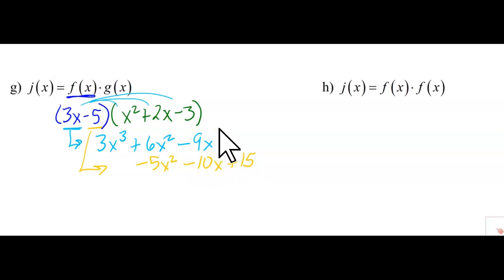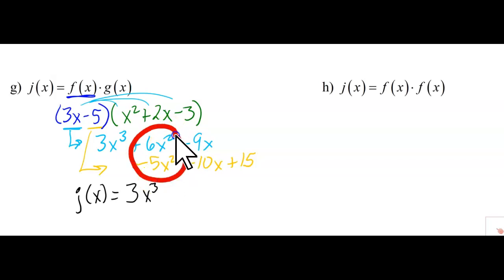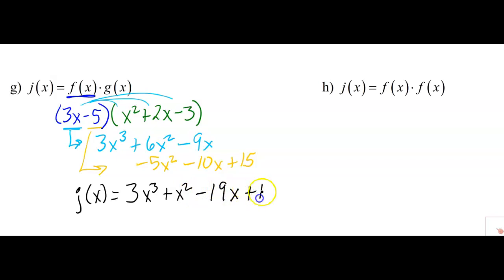So I now just need to add together. So j of x is 3x to the third, no like terms there. Then I have 6x squared minus 5x squared plus x squared. And I have minus 9x minus 10x, so minus 19x, and then plus 15.